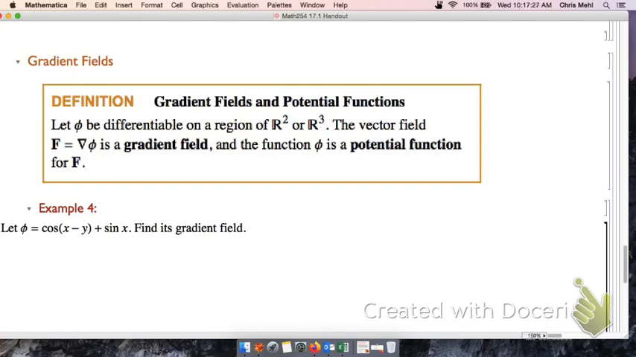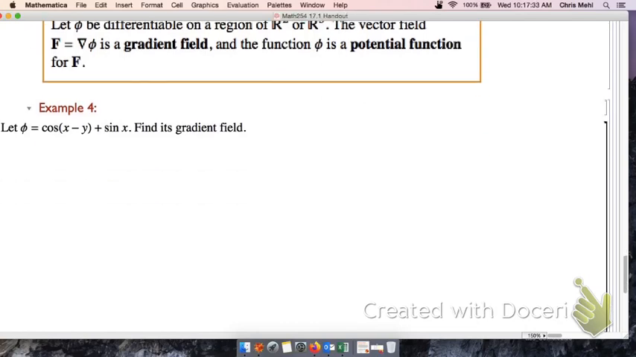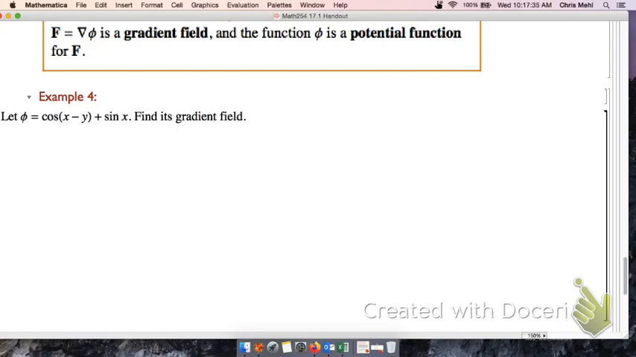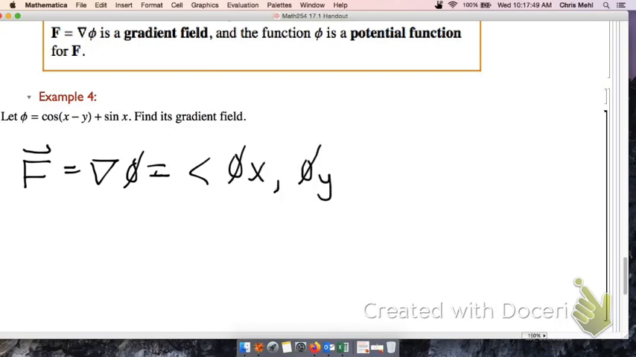Okay, so example 4, this is going to be nothing really new. If I take this potential function phi, which is cosine of x minus y plus sine of x, this would graph some surface. I can find its gradient field, and that's not going to be too difficult. So if I take capital F to be the gradient of phi, the components are going to be the partial derivative of phi with respect to x and the partial derivative of phi with respect to y.